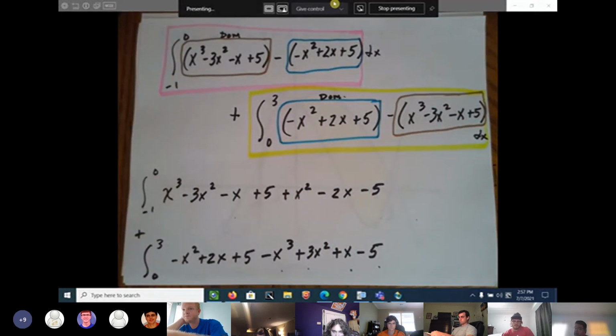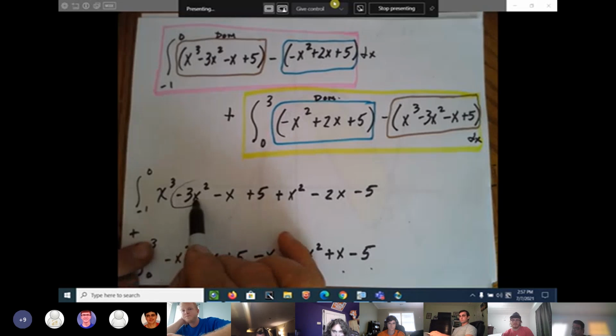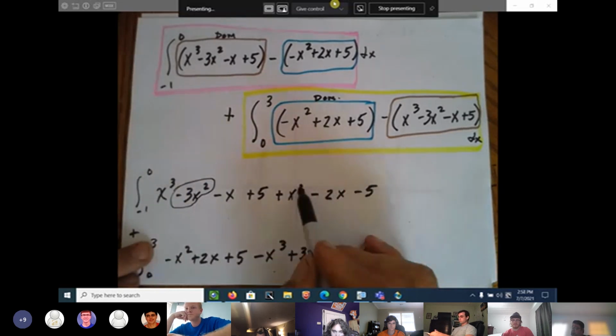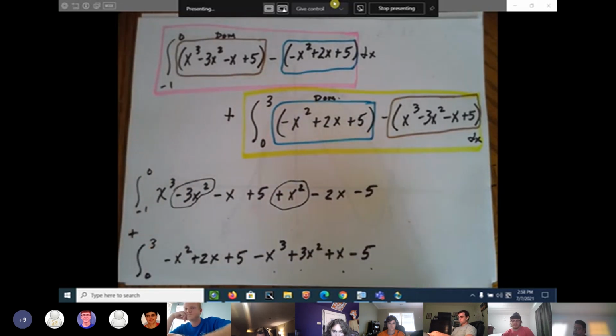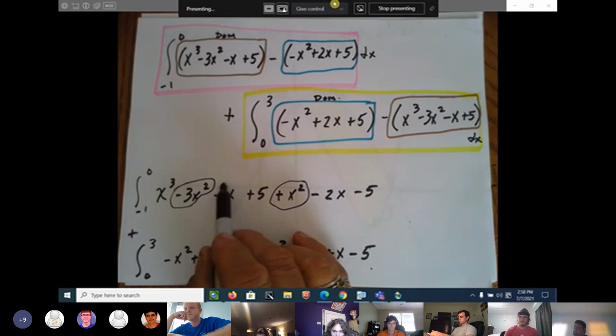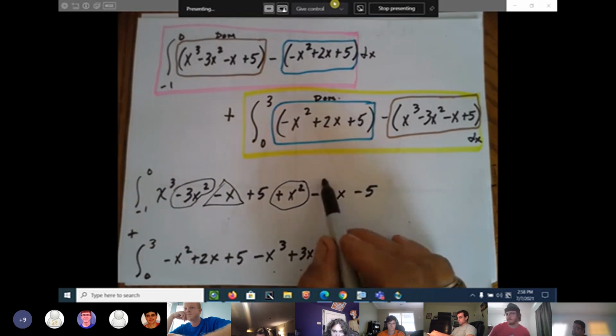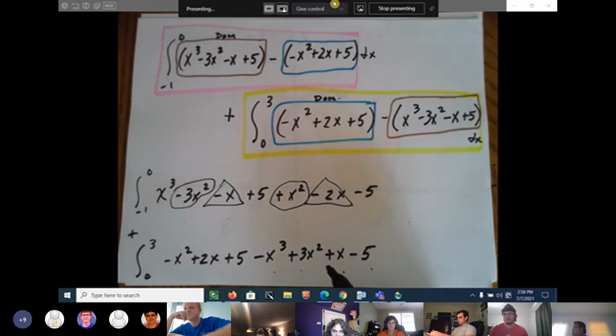And I'm going to take my, let's see, I know we can combine 3x squared with that x squared, and this 2x with this -2x. And the 5's cancel.